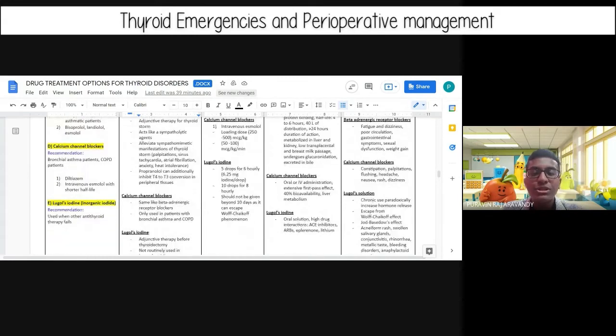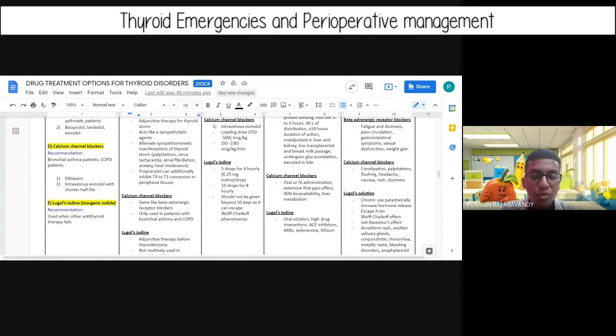Next, the dosage regimens of Lugol's iodine. Since Lugol's iodine is a solution, we normally use 5 drops every 6 hours. That means every 6 hours, 5 drops of Lugol's iodine will be taken, and each drop is equal to 6.25 milligrams of iodine. Or we can use 10 drops every 8 hours. One more important thing is that Lugol's iodine should not be given beyond 10 days, as it can escape from the Wolff-Chaikoff phenomenon.